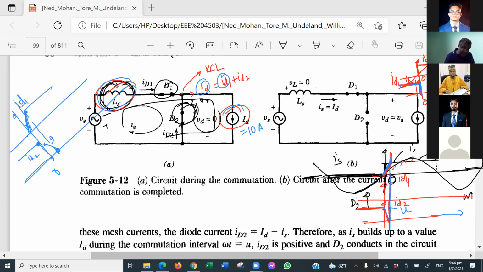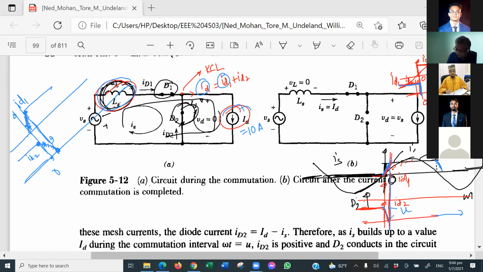So if you add this current and this current, you will always get your 10. You understand it or not? Yes, sir, I understand. Okay, now again, when this current ID1 is falling down, it will not fall immediately, rather it will take some time.